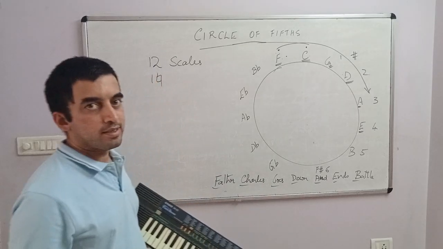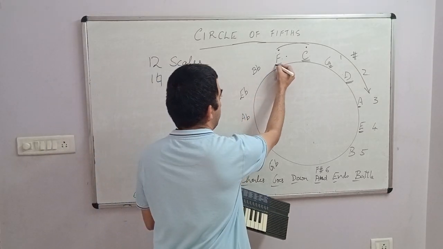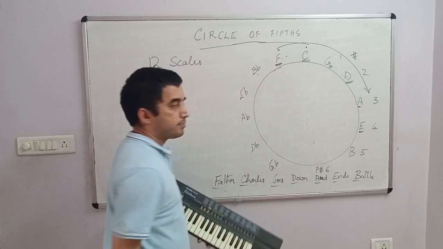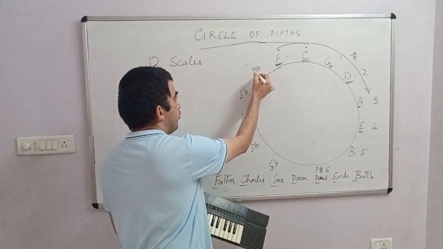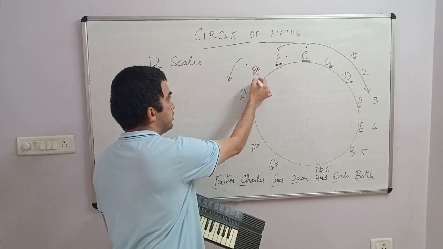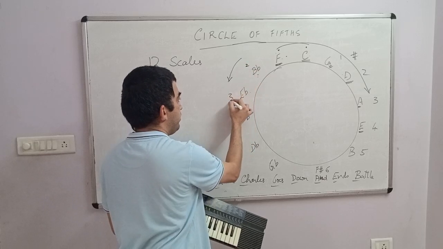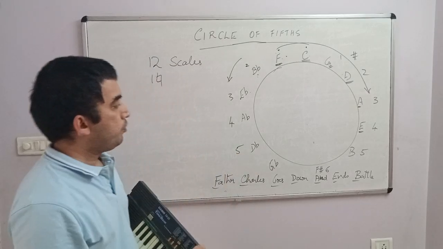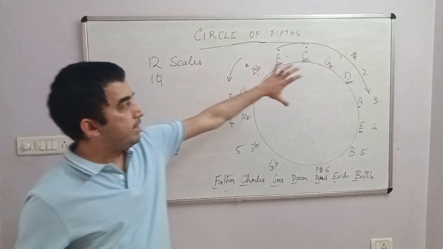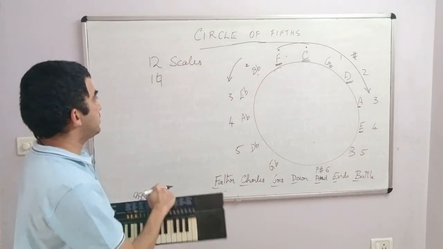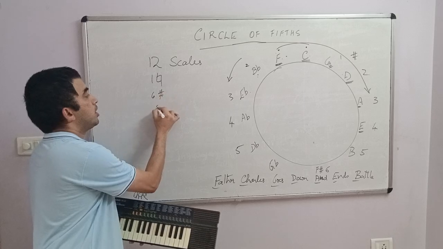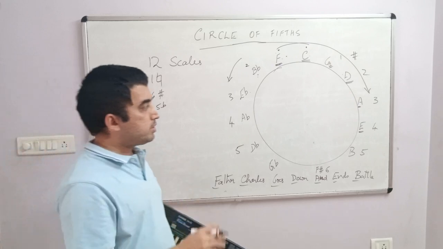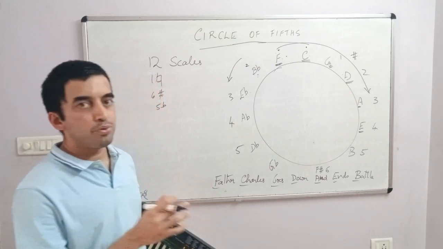So now we want to know the flat scales, right? So to know the flat scales, we start from F, right? F will be a 1 flat. Okay. B flat will be a 2 flat. So you have to go one step forward. So it will be 2 flats. E flat will be 3 flat, A flat will be 4 flat, D flat will be 5 flat. Okay. So we have only 5 flats and 6 sharps and 1 natural. That makes it 12 scales.